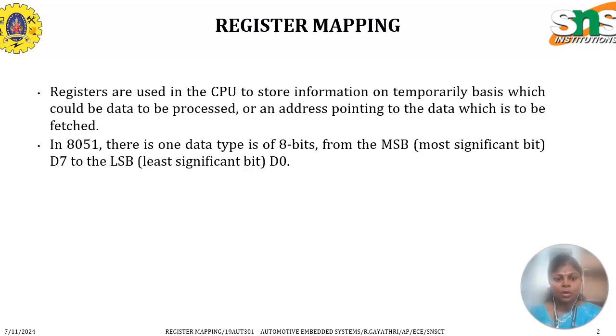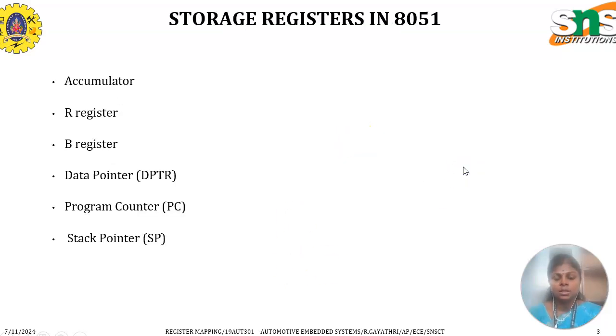In 8051 the data type is of 8 bits, from MSB to LSB, which starts from D7 to D0. The storage registers used in the 8051 microcontroller are the accumulator, R registers, B register, data pointer, which is represented as DPTR, program counter and stack pointer. For each we are going to discuss in detail.